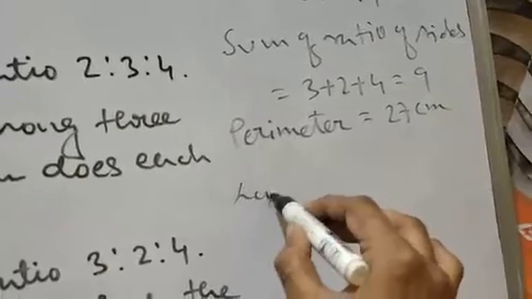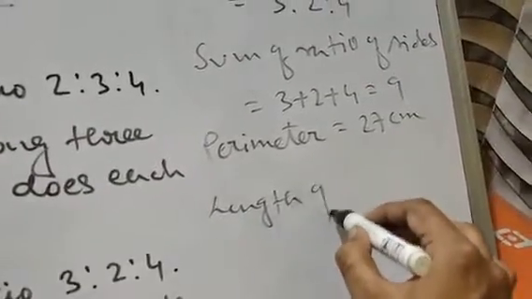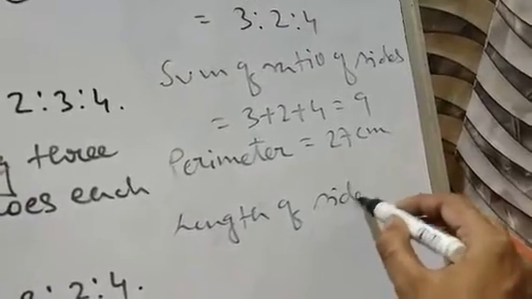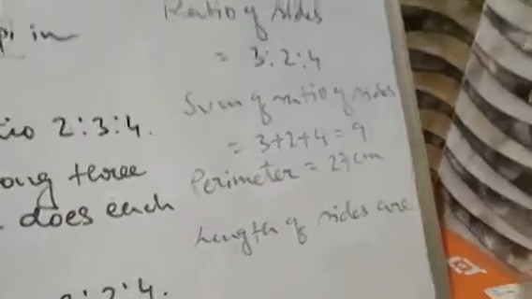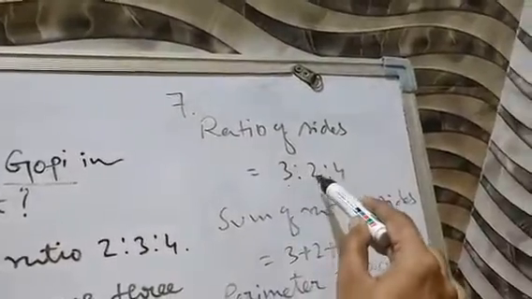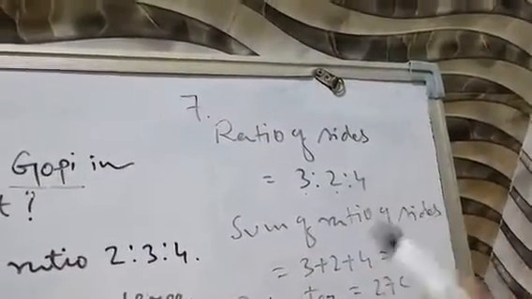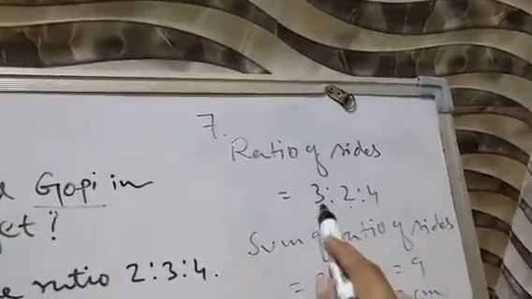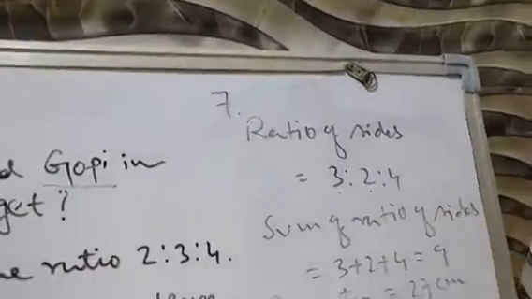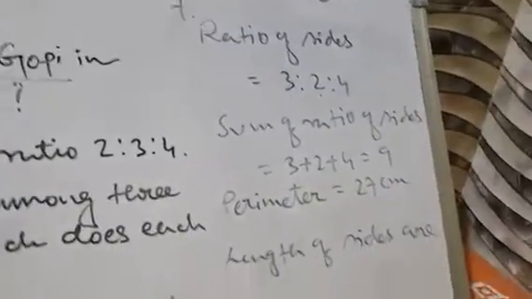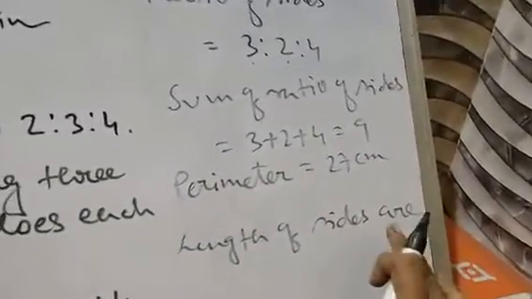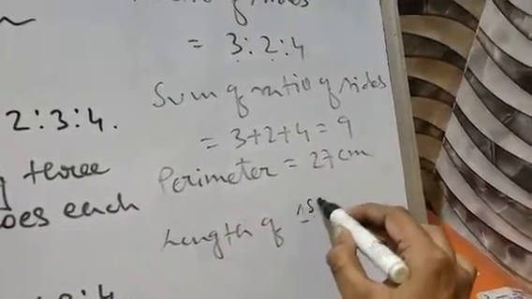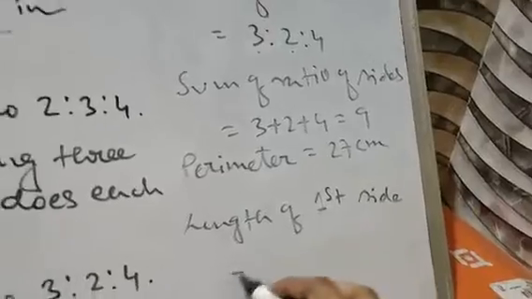Therefore length of sides are. So if 3 is the first side, 2 will be the second side, 4 will be your third side. That means in a triangle, suppose the first side is 3 centimeter, then the second side will be 2 centimeter, the third side will be 4 centimeter. Clear? So what is the length of the first side? Just write here length of first side. So first side is 3 centimeter.